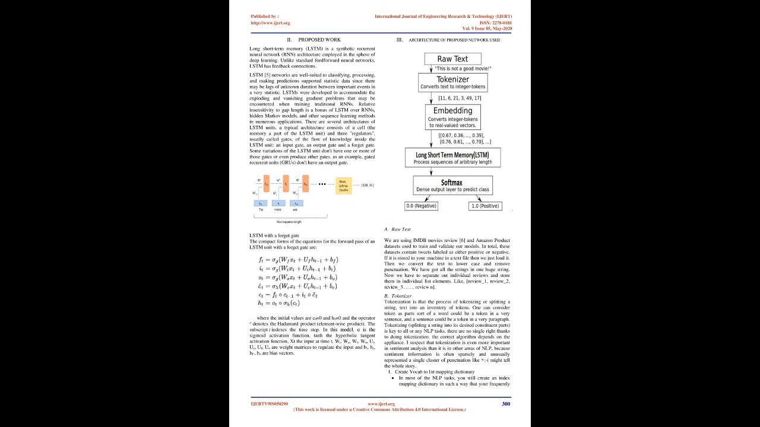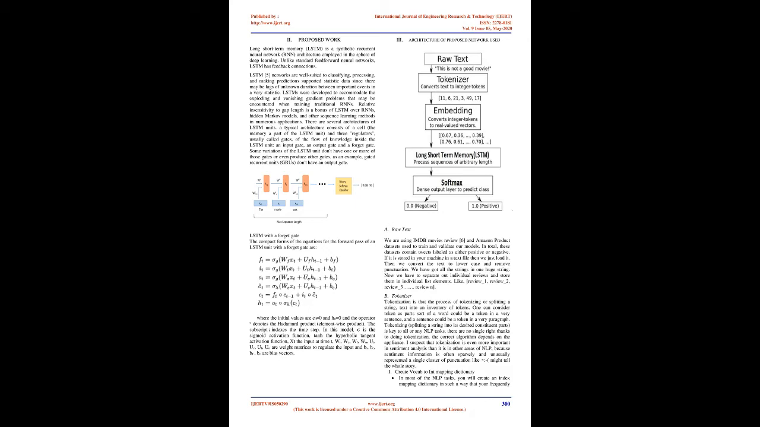A typical architecture consists of a cell, the memory part of the LSTM unit, and 3 regulators, usually called gates, of the flow of information inside the LSTM unit: an input gate, an output gate and a forget gate. Some variations of the LSTM unit don't have one or more of those gates or even have other gates. As an example, gated recurrent units, GRUs, don't have an output gate.